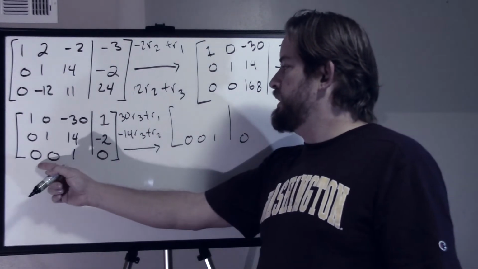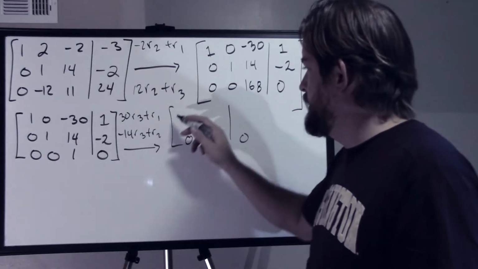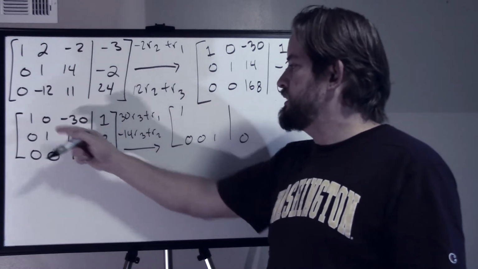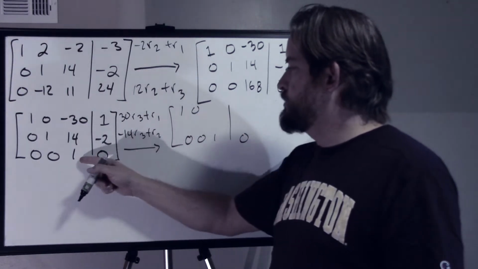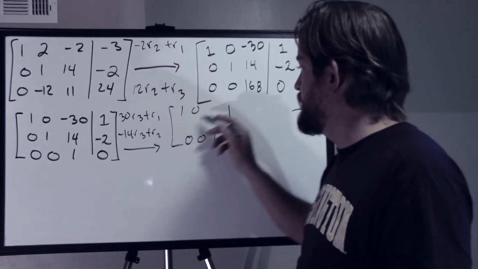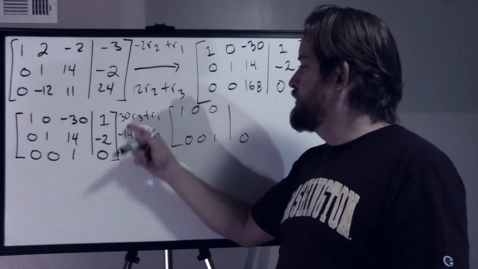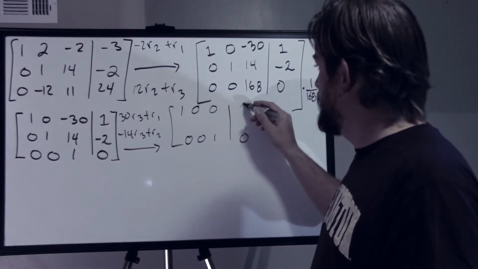30 row 3 is 30 times 0 is 0 plus 1. 30 times 0 plus 0 is 0. 30 times 1 is 30 plus negative 30 is 0. 30 times 0 is 0 plus 1 is 1.